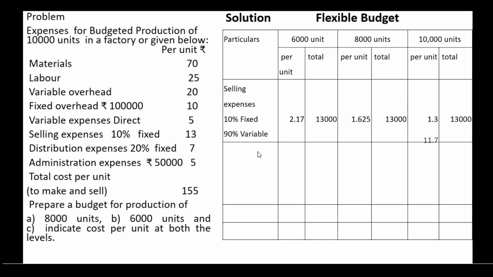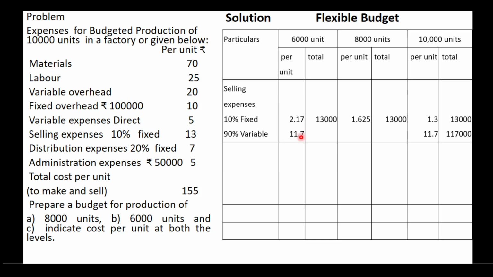So under the 10,000 unit, now the cost per unit is 11.7. The cost per unit at each level stays the same, but the amount keeps changing. So now the amount is calculated under the 10,000 unit as 11.7 into 10,000. The amount is 1,17,000. And next, under the 6,000 unit, the cost per unit is 11.7 rupees.